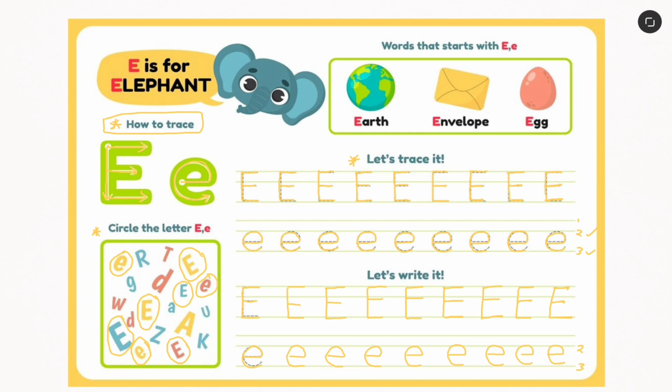So thank you so much for watching. This is how we trace the alphabet E, whether it is capital E or small e. Like I said, E is the fifth word in the English alphabet, and it stands for elephant, earth, envelope, or egg.